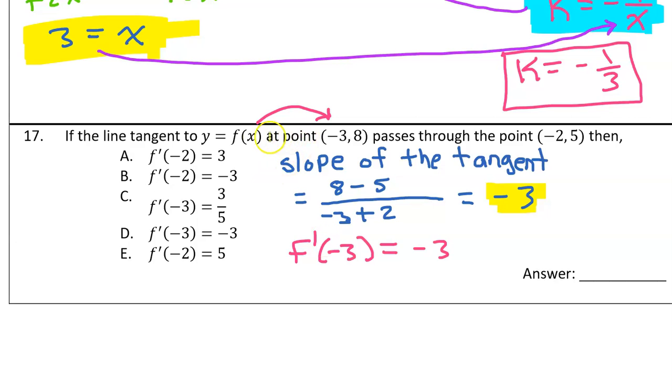Focus on the x value. We're talking about the slope of the curve at -3. So the slope of the curve at -3 is equal to -3, the same as the slope of the tangent line. So I'm really hunting for this expression right here. Do we see it? It is choice D. The slope of the curve at -3 is -3.